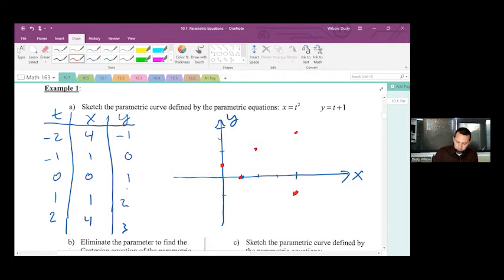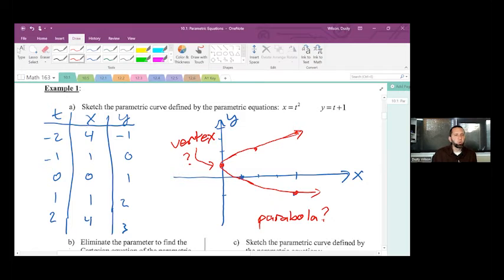I hope here you can see some sort of a parabolic shape showing up. We might ask, is this the vertex here? We might ask, is it really a parabola? Those are things we don't know, but we sort of have that general shape showing up in our curve.